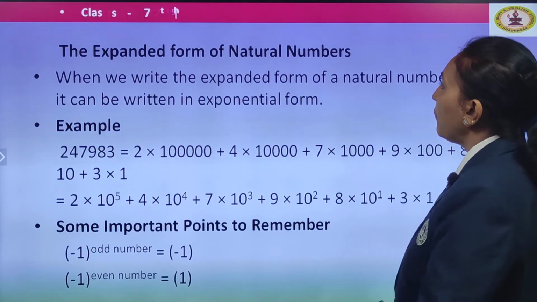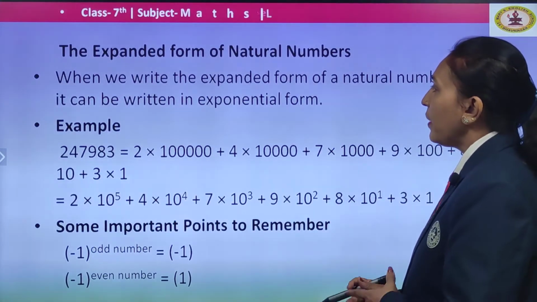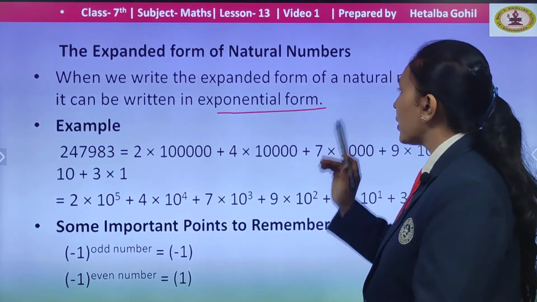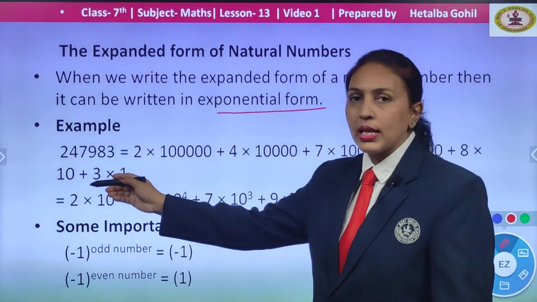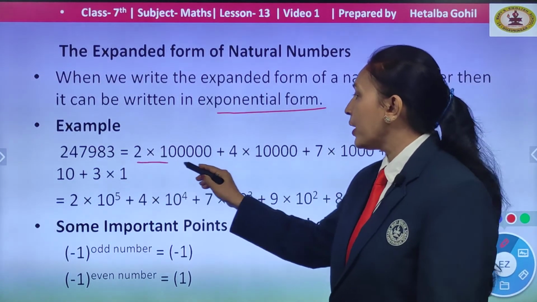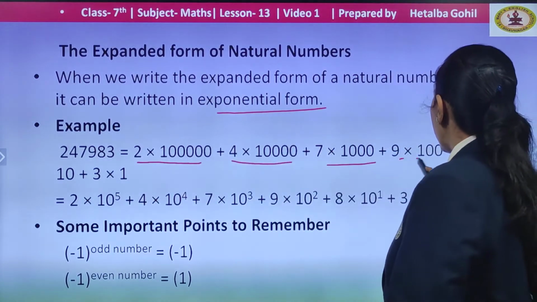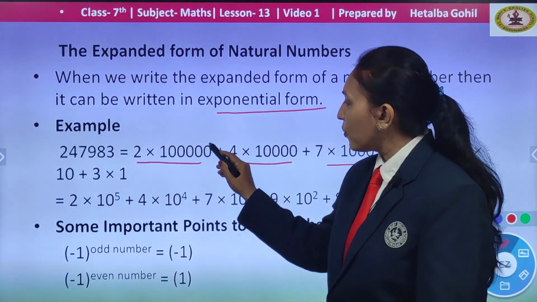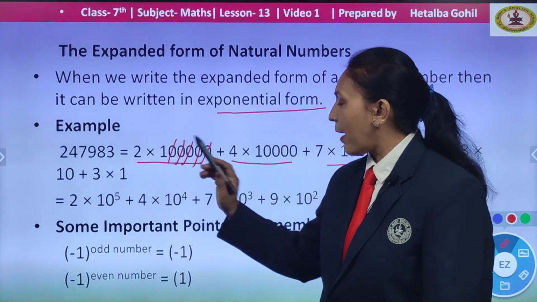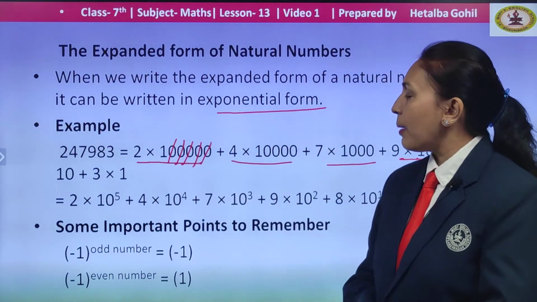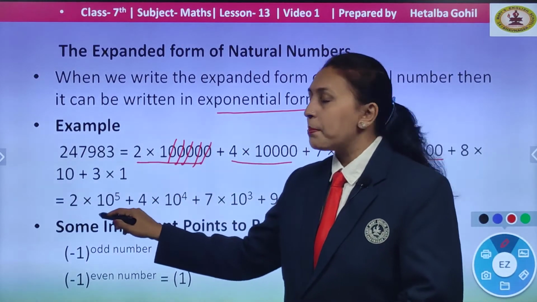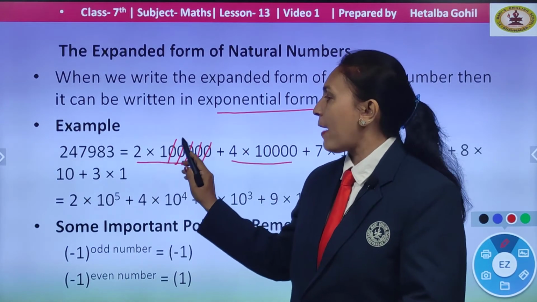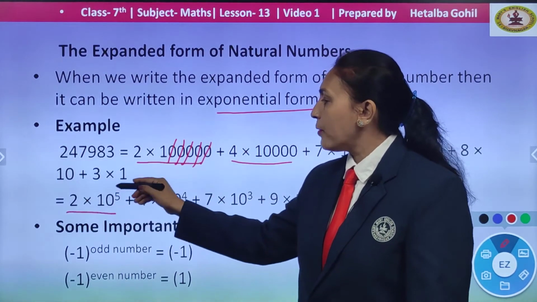Now, the expanded form of natural numbers. When we write the expanded form of a natural number, it can be written in exponential form. Children, we have learned in the lower classes to write the expanded form, 2 into this, 4 into this, whatever. These numbers you can put in the form of exponents. How? How many zeros? 1, 2, 3, 4 and 5. We always write this type of number in exponential form with the base 10 only. We always take the base as 10, and count how many zeros you have: 5. So here, 2 into 10 raised to 5.